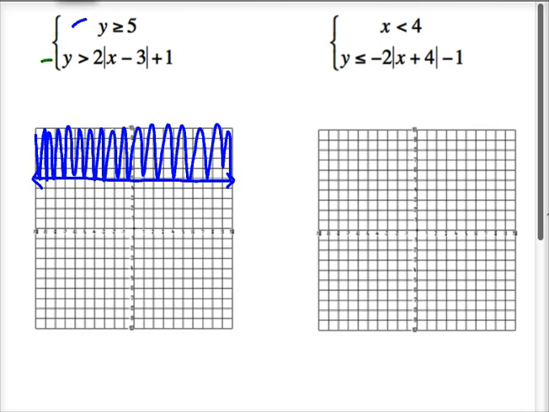Then I got my absolute value. Again, let's see where its vertex is. Well, to the right 3 and up 1. So the vertex will be right there. It has a slope of 2, so up 2 over 1. So you make your slope, and then you mirror it in the other direction to get your V shape.